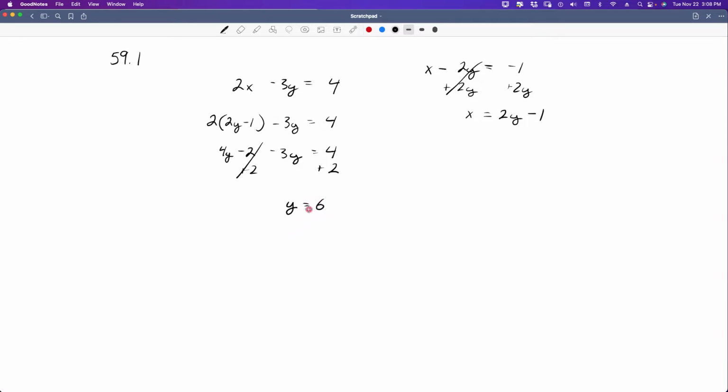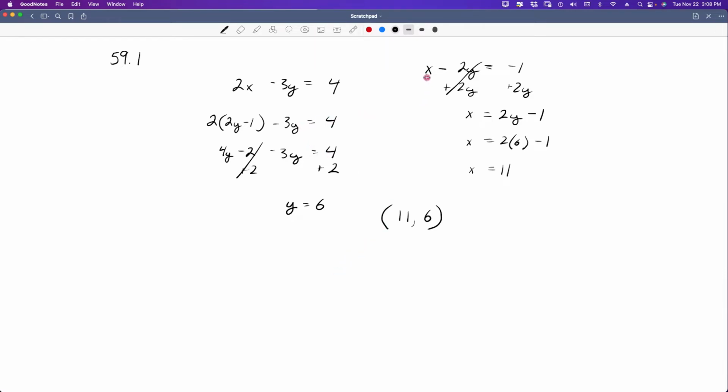Now I can take this value of y and I can go back up here where I solved for x, and I can say x is equal to 2 times 6 minus 1. 2 times 6 is 12. 12 minus 1 is 11. So x would be equal to 11. And so my answer would be 11 and 6. All right. So that's what you need to do in order to solve for these types of problems.